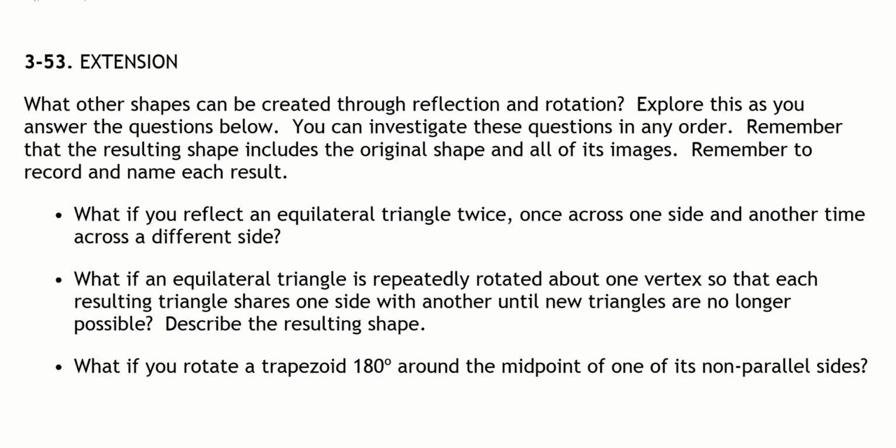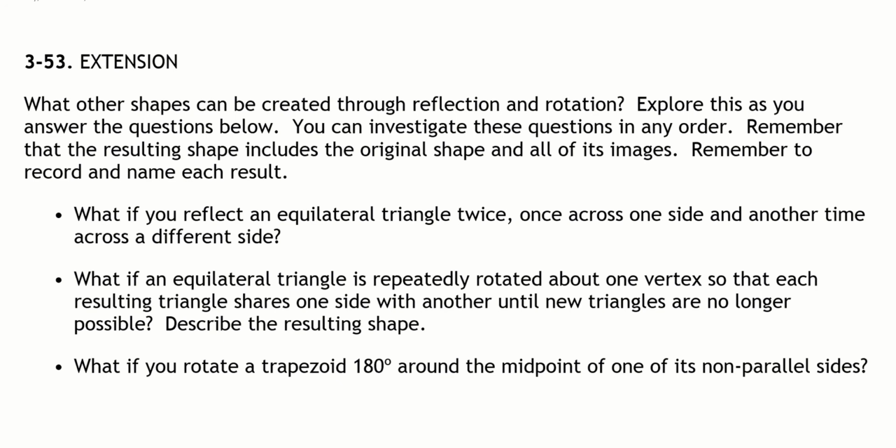What if an equilateral triangle is repeatedly rotated about one vertex so that each resulting triangle shares one side with another, until new triangles are no longer possible? Describe the shape. That would be a really fun one to look at if you've got that. So read that a couple times and then get into the factory floor and try to play with that.